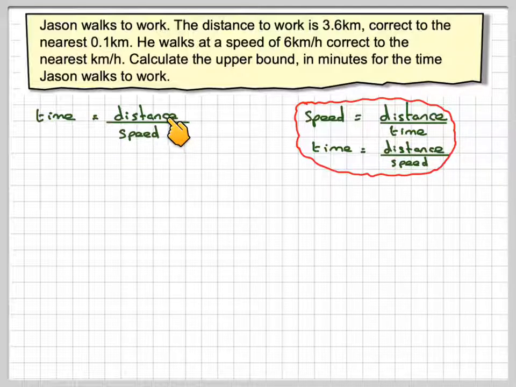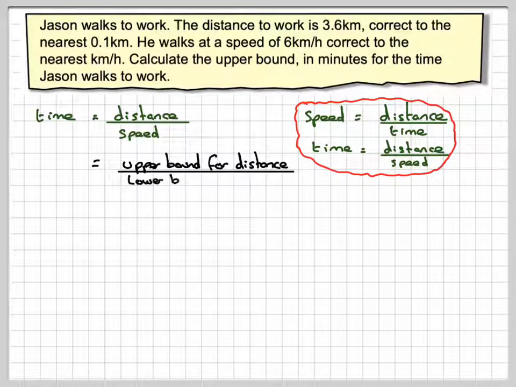So for the upper bound, we want this number here to be the highest value possible, and this one to be the smallest number possible. So we want the upper bound for distance divided by the lower bound for speed. That will give us the greatest time.